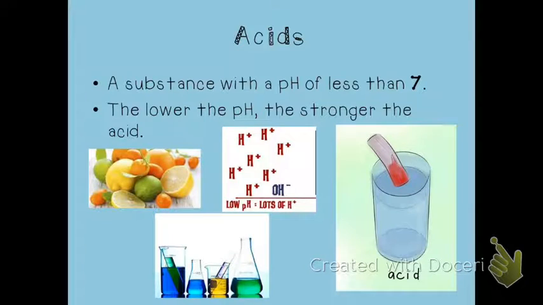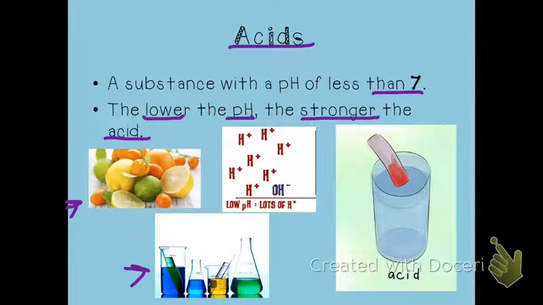All right, like we discussed on the previous slide, an acid is a substance with a pH of less than 7. Okay, so anything less than 7 is considered to be an acid. And remember, the lower the pH, the stronger the acid. Okay, so down here I have some pictures for you. Just remember that citrusy things are acids. We have some chemicals that are probably acidic here in this picture. I want to point out the center picture here.